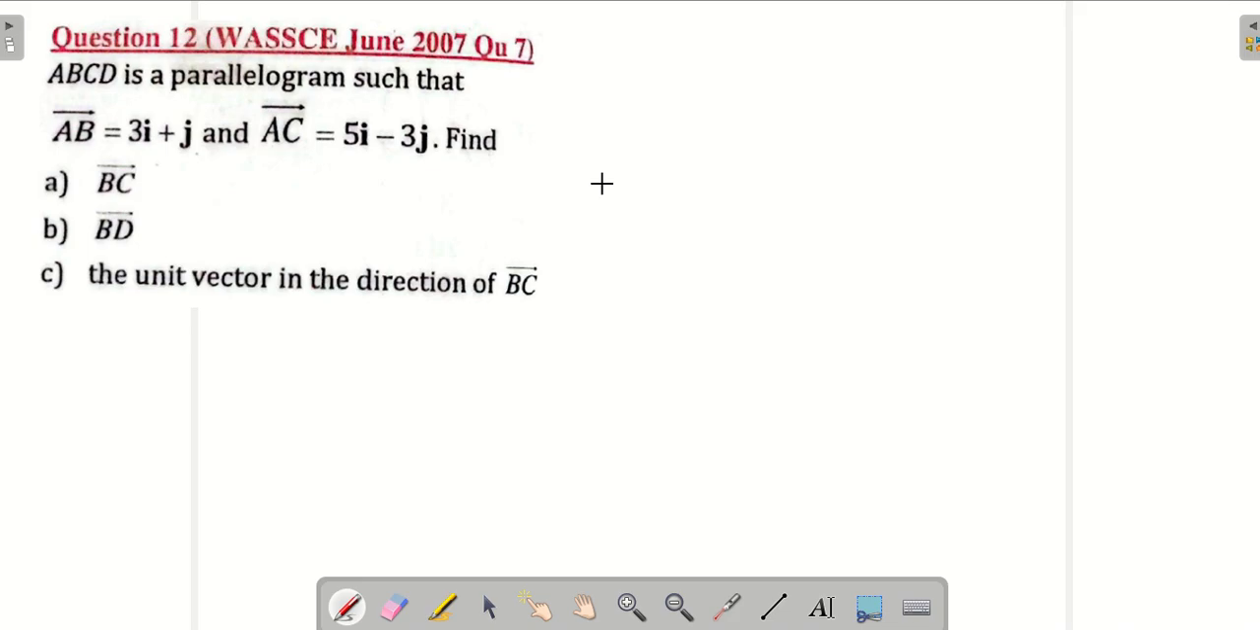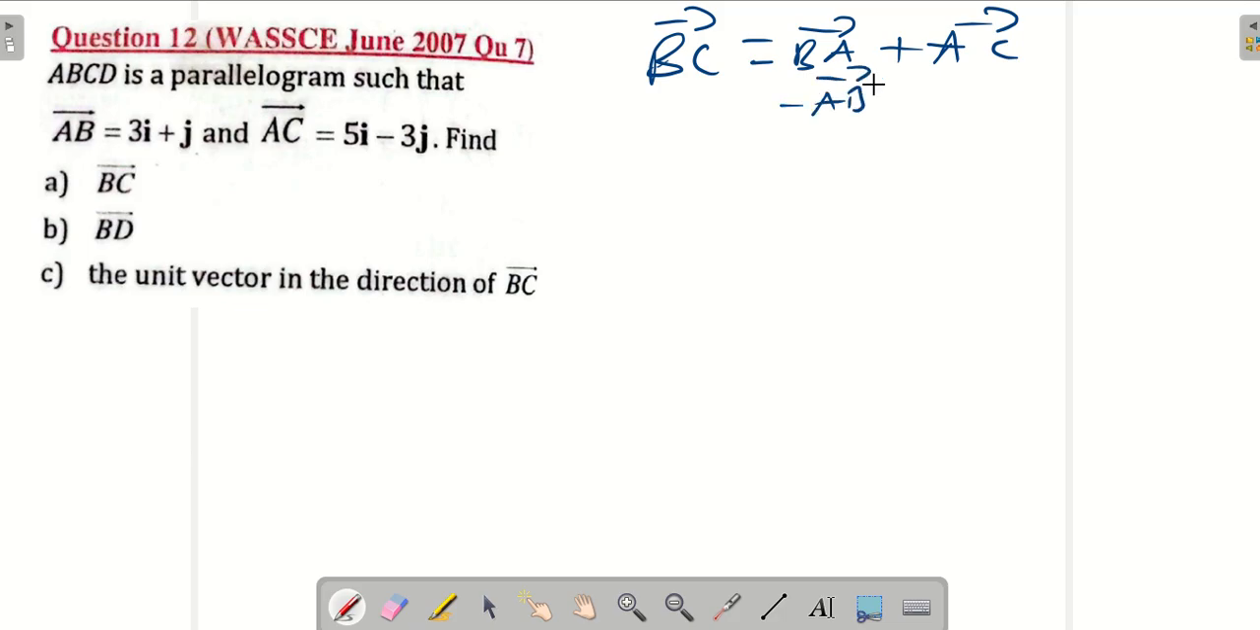What's BC? Now BC is the same as, remember we have AB and what? AC. So BC is the same as BA plus what? AC. But we know that BA can also be written as negative what? Negative AB then plus AC. Are we okay? So let's write negative AB. Negative AB is going to be negative, remember we have 3I plus J. So it's going to be negative 3I plus J. Then plus AC.